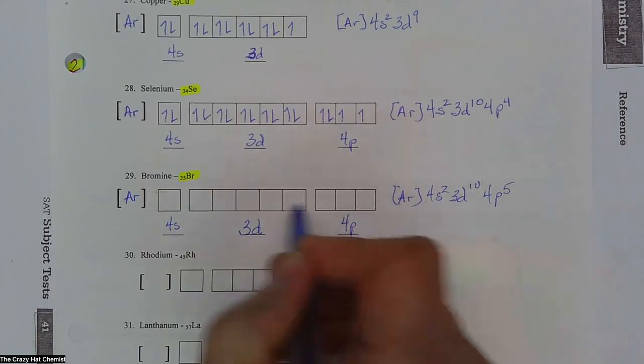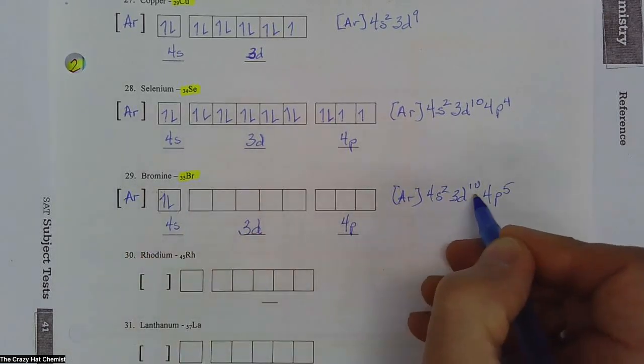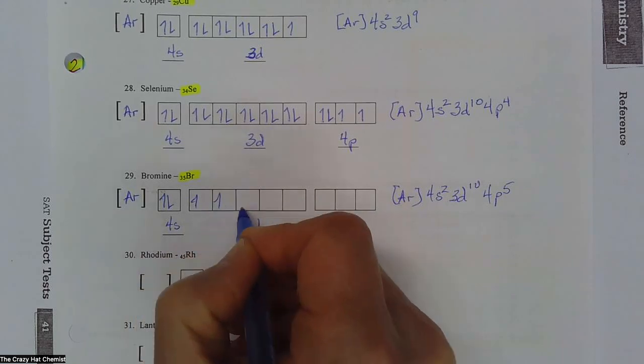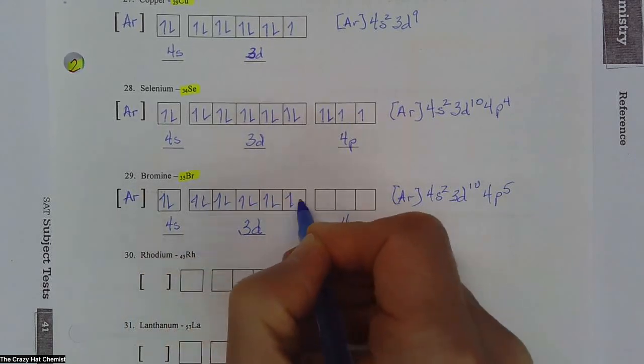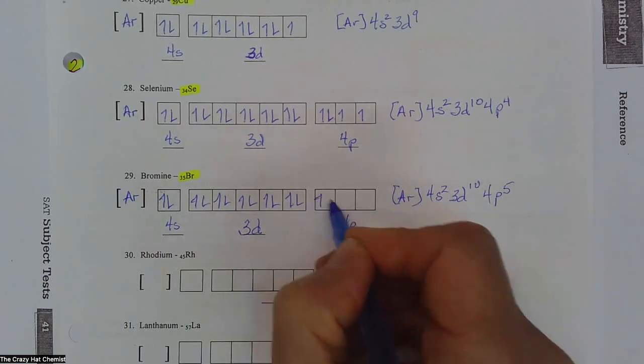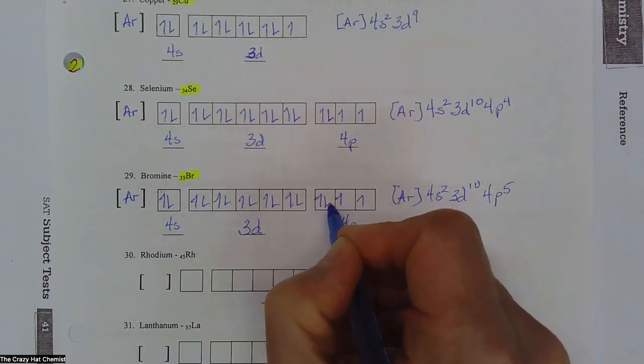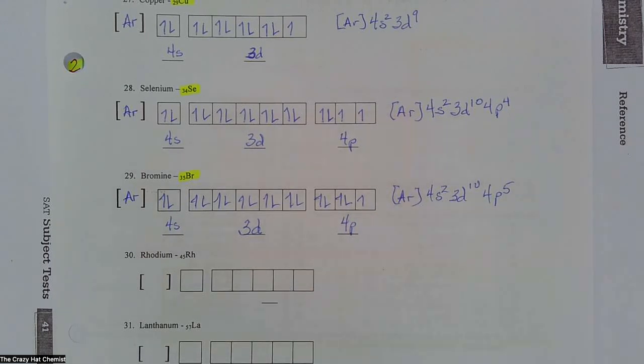So I'm going to place these electrons. That is 1 and 2. This has 10. That's 1, 2, 3, 4, 5, 6, 7, 8, 9, and 10. And this has 5. That's 1, 2, 3, 4, and 5. Just like that. Perfect. All right.